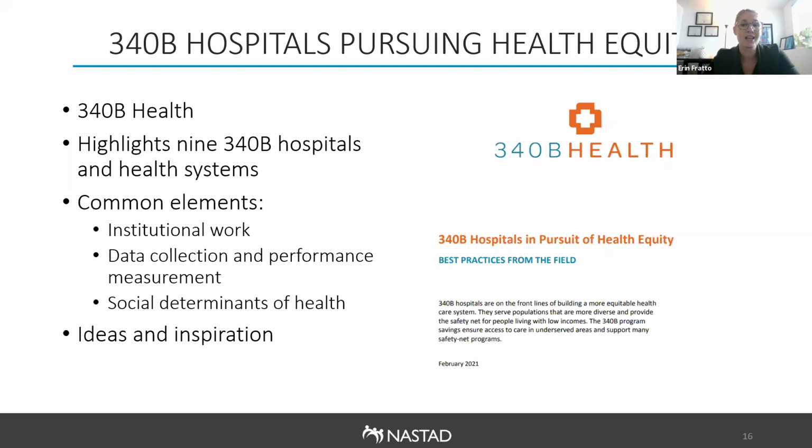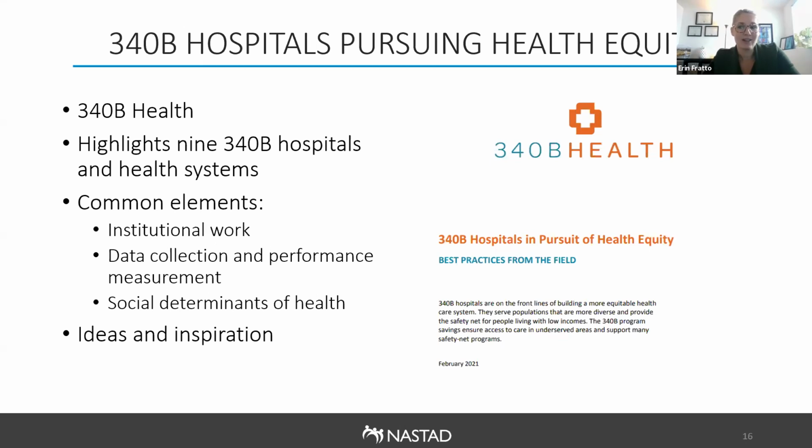340B hospitals serve patient populations that are more diverse than other systems. They provide the safety net for people living with low incomes, and 340B patients often face greater health challenges and barriers in accessing care. Does all of this sound familiar? It should, because these are the same demographics that are also experienced by viral hepatitis programs. There's so much overlap here in the patients that are served by hospital systems as well as public health programs.